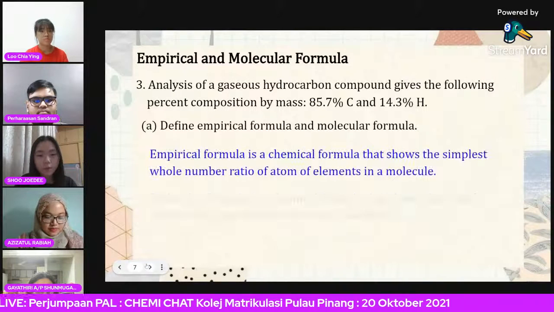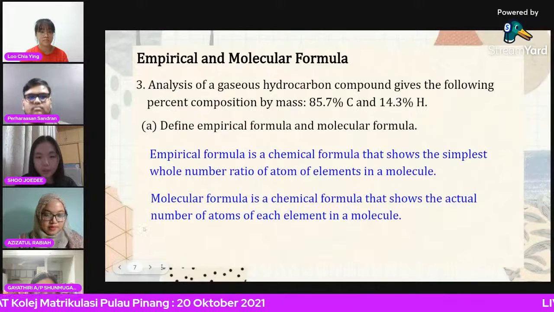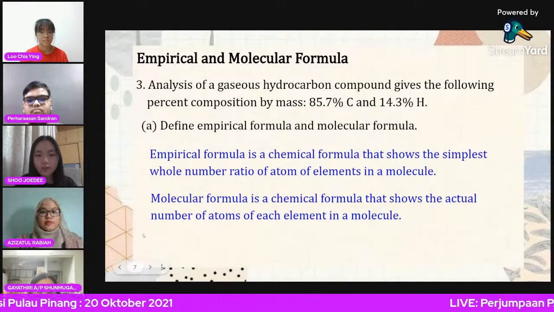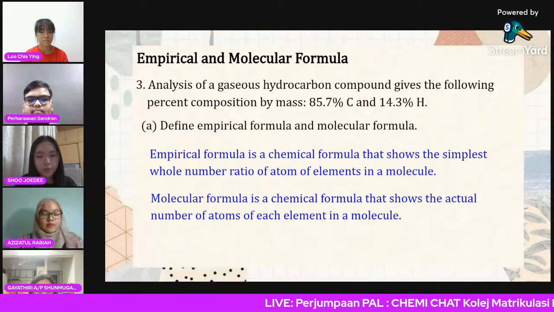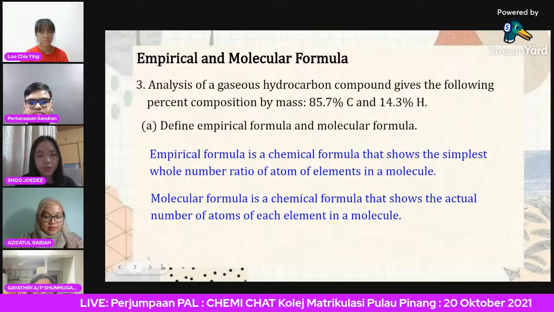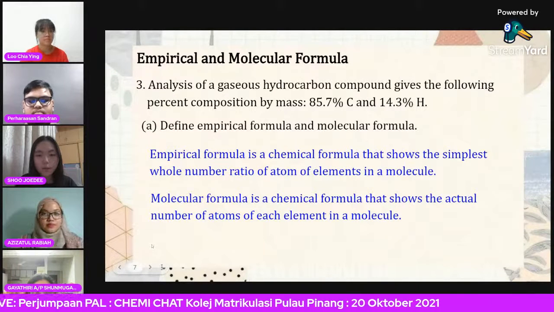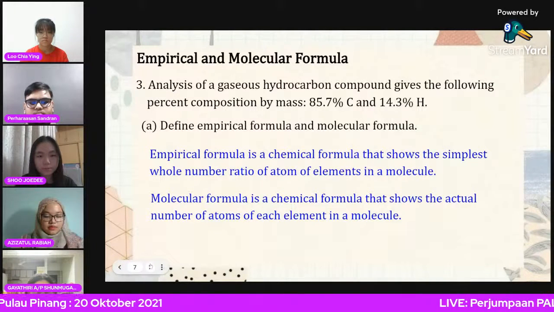Both empirical formula and molecular formula are chemical formulas, but empirical formula is a chemical formula that shows the simplest whole number ratio of atoms of elements in a molecule, which means that we can only use whole numbers as a ratio, but not any fraction or decimal. Molecular formula is a chemical formula that shows the actual number of atoms of each element in a molecule.